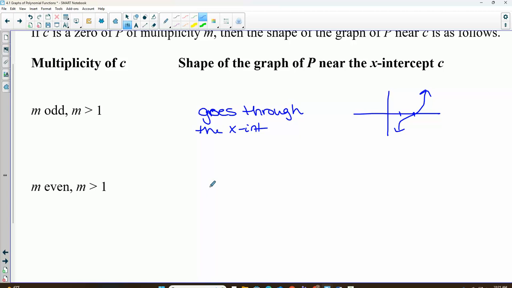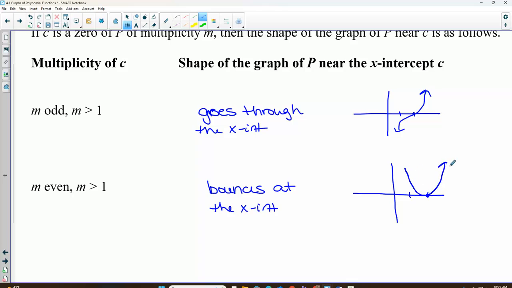But if you have an even multiplicity, the graph bounces at the x-intercept. So if 2 had a multiplicity of 2 or 4 or 6, what that means is my graph is going to hit it and bounce back the way it came from. So odd multiplicities go through, even multiplicities bounce.